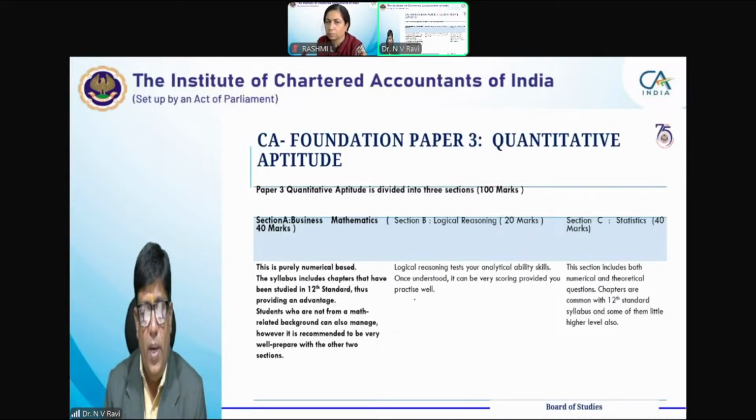Among these, 5 questions may possibly come from this chapter, and then seating arrangement, direction test, and blood relations. 5 marks from each of these chapters are coming from logical reasoning. Weightage already told.